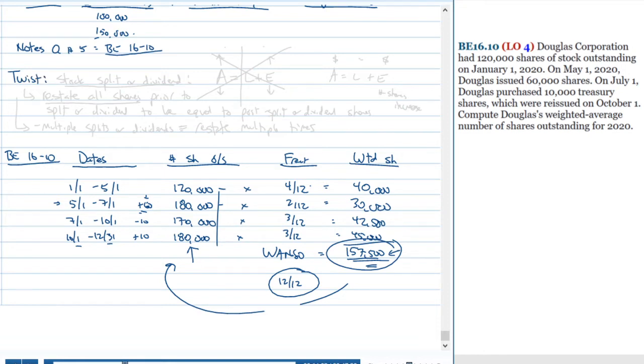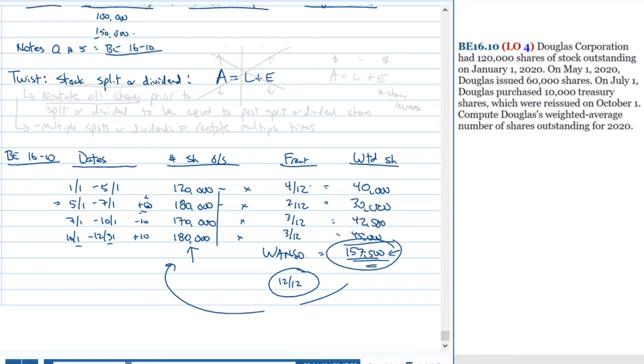We have a twist. A twist is, what about a stock split or a stock dividend? All right, if you think about a stock split or a dividend, what happens? What happens is the number of shares increases, but nothing else really changes. All right. Now, we had several situations in our first example, in brief exercise 1610, where the number of shares changed because we issued more shares or repurchased treasury or reissued. But in those cases, what's going to happen?